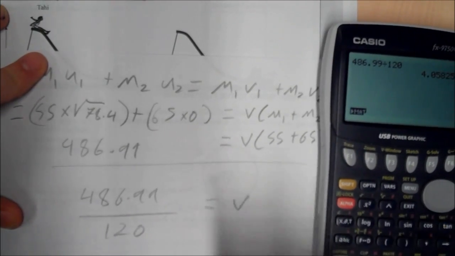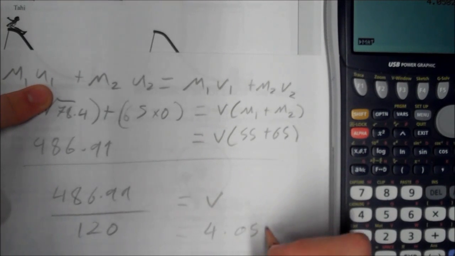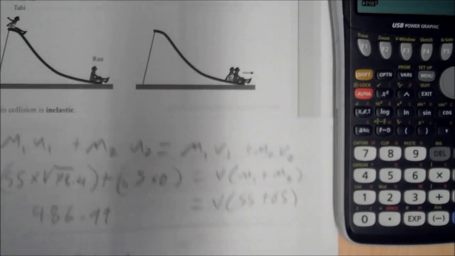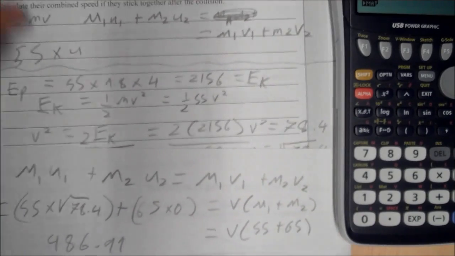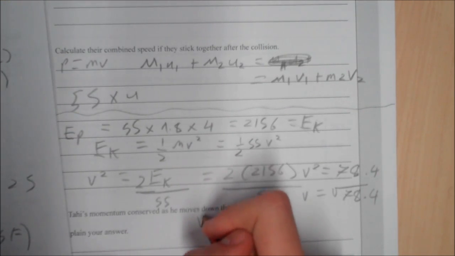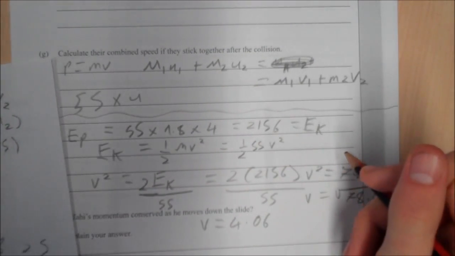Which is equal to 4.05825, so that's 4.06 to 3 significant figures. What was the actual question? Okay, so it was asking for their combined speed if they stick together after the collision, so that's what the answer is. I'll try and fit it in here. They don't give you a lot of space to work all of that out, really.